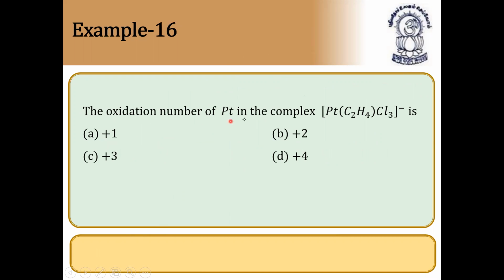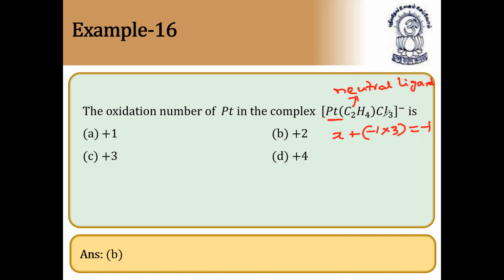The oxidation state of platinum in the complex [Pt(C2H4)Cl3] minus is? C2H4 is a neutral ligand, Cl3 minus. So how to calculate the oxidation state? Take it as X, and C2H4 is a neutral ligand, and Cl3: minus 1 into 3, is equal to minus 1. From that you can easily find X. So the answer is plus 2, because this is a neutral ligand, so no need to consider it.